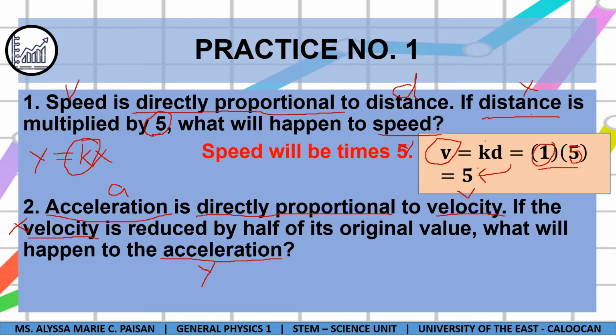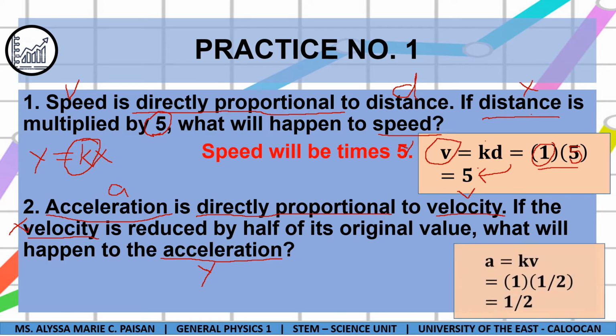Okay, so again, we're going to do the method we did from previous lessons. That's a equals kv. Why? Because the a is our y and then the k is our constant, not mentioned in the situation, but that's fine again. And then our x is the velocity. That's why it became a is equal to kv. And then, of course, the constant is just 1.